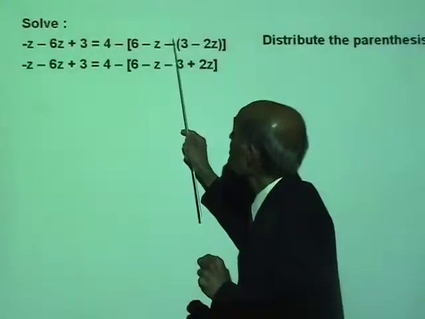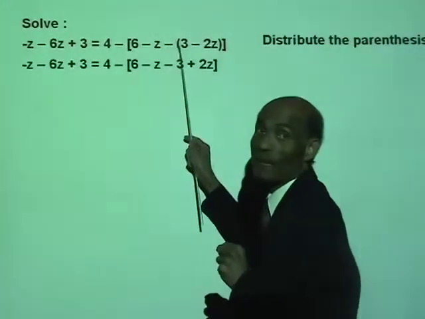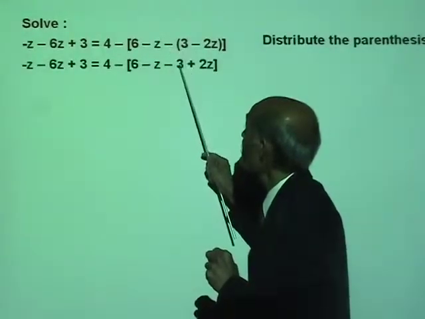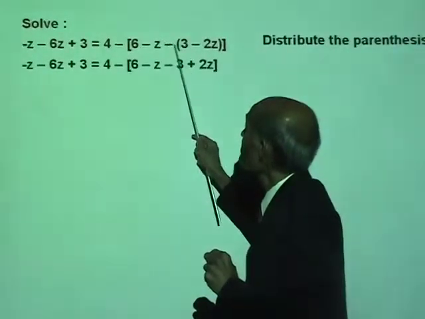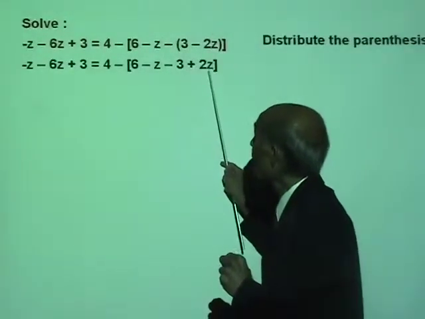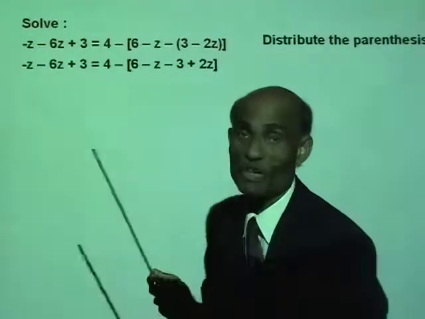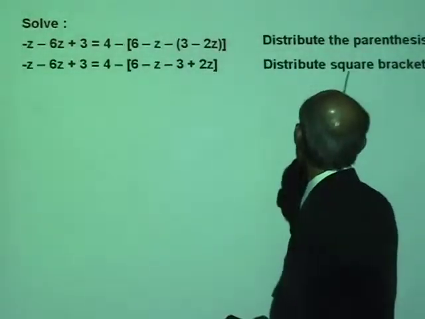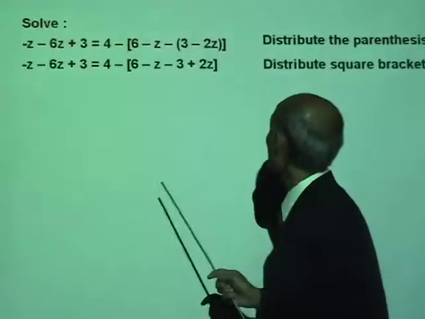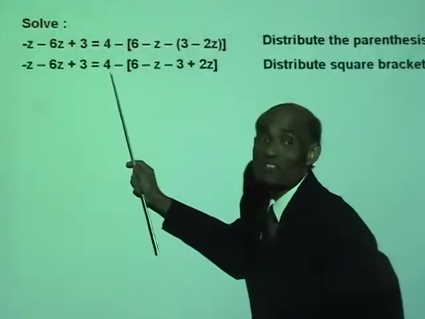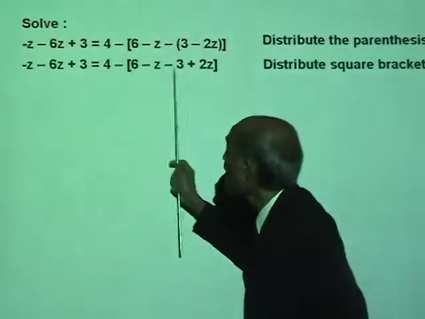So we distributed this negative 1. One more time. Negative 1 times 3 is negative 3. Negative 1 times negative 2z is positive 2z. What is our next step? Distribute the square bracket. In other words, there is a negative sign outside the square bracket.